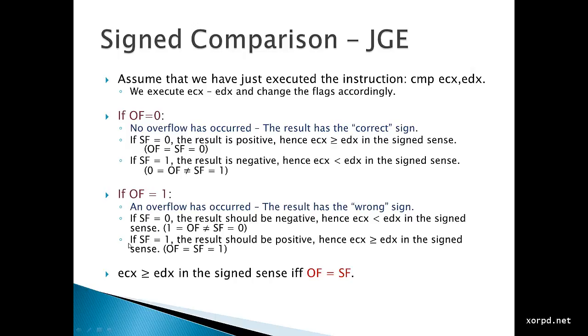In the next case, which is the last, we assume that sign flag equals 1. Usually, it would mean that the result should be negative. However, an overflow has occurred, so we are going to take the opposite option, and we will infer that the result should be positive. Hence, ECX is greater or equal than EDX in the sign sense. In this case, the overflow flag equals the sign flag, and both of them equal 1.